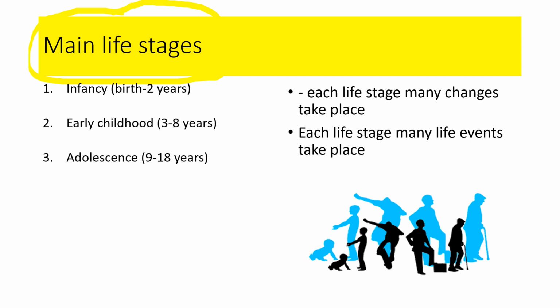The third life stage is adolescence. Again, fairly short, from 9 to 18 years. Again, lots of changes take place. Now, these 3 life stages is where most physical growth happens. By the time we reach the age of 18, sometimes 20 for males, we have reached our maximum height. We have stopped growing.